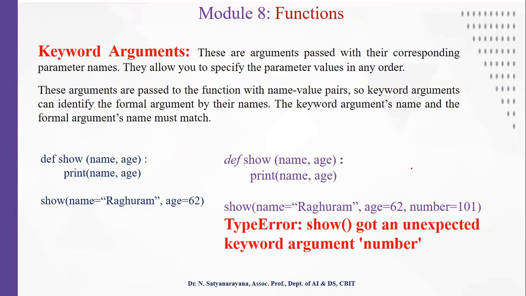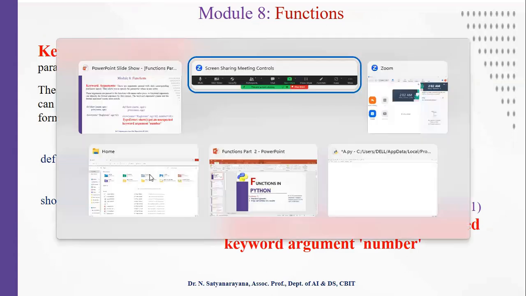I was telling you about keyword arguments. In keyword arguments, the order of the arguments doesn't matter, because the mapping is purely based on the parameter names. They allow you to specify the parameter values in any order. So let us go and see a simple example so that you can understand it very clearly.